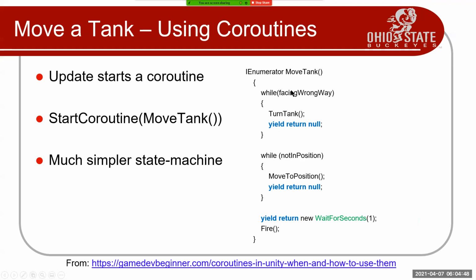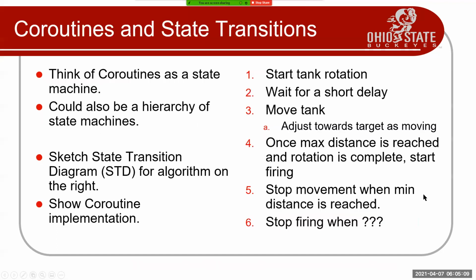Okay, but here you can see if this is called, we're going to go through 3 states. So it's not only a state machine, but it's actually a specific execution through states. So turn the tank, move to position, wait, fire. So it's going to do those 4 in sequence. So you can think of coroutines as nice little state machines. And again, these could be a hierarchy. So within turn, I might fire off a couple more coroutines.